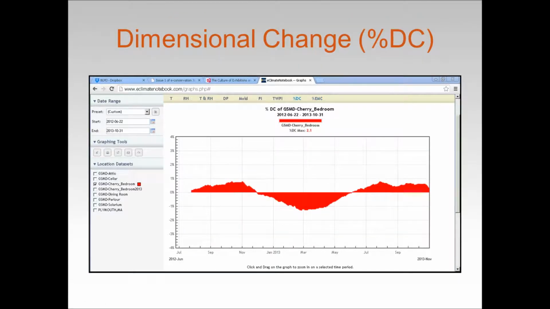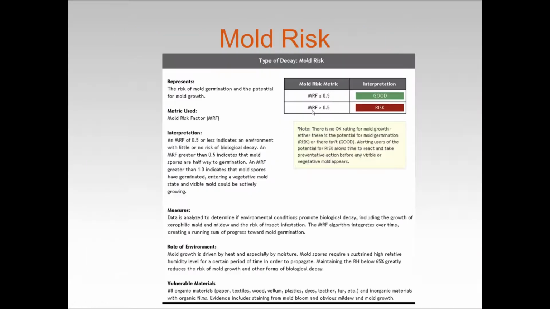Okay, so next we have dimensional change. Here also, where is the slide for dimensional change? This is our graph. Bear with me, we're going to come back to dimensional change. Let's jump to mold risk, and we'll figure out one of my slides has clearly gotten out of order.